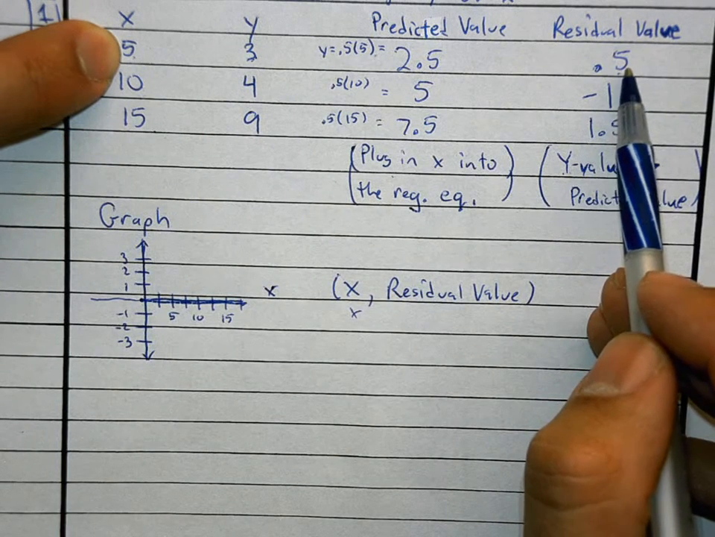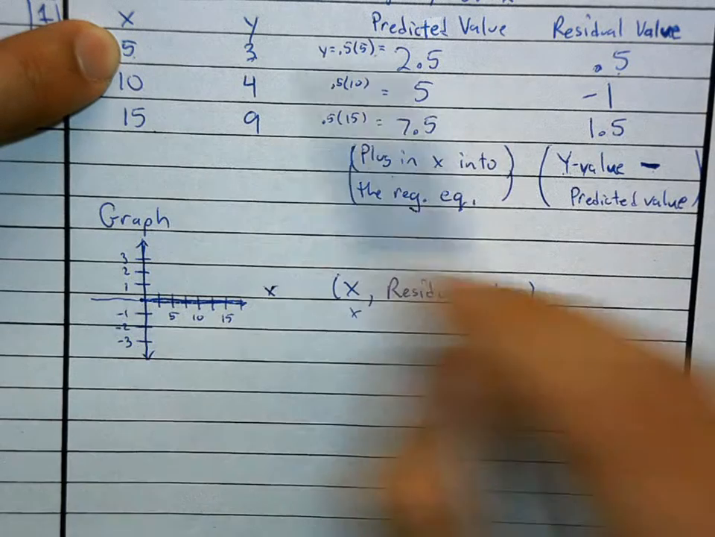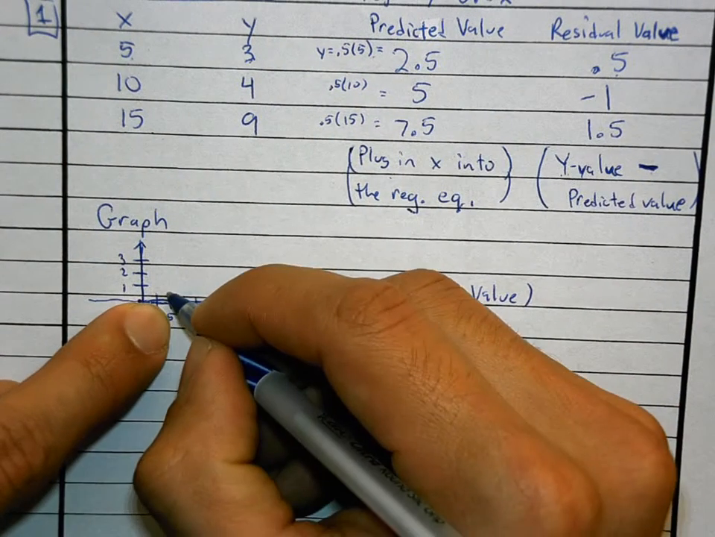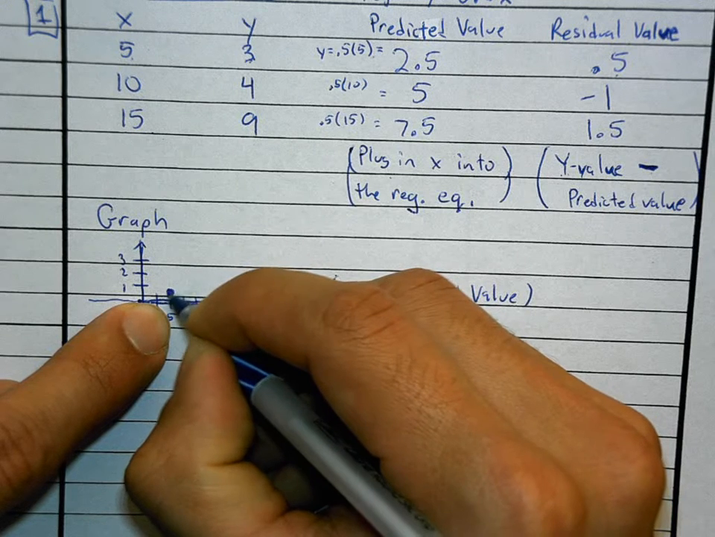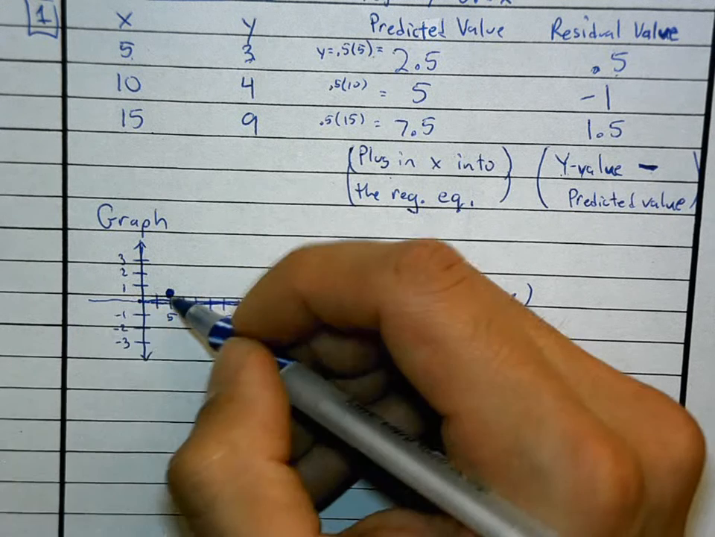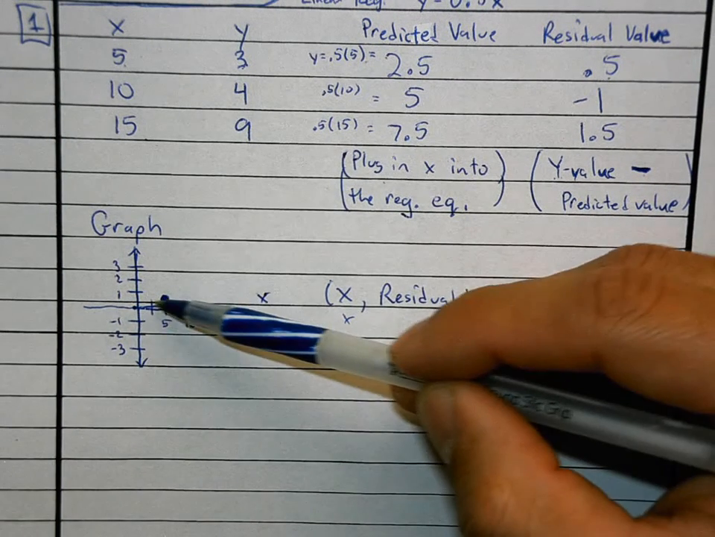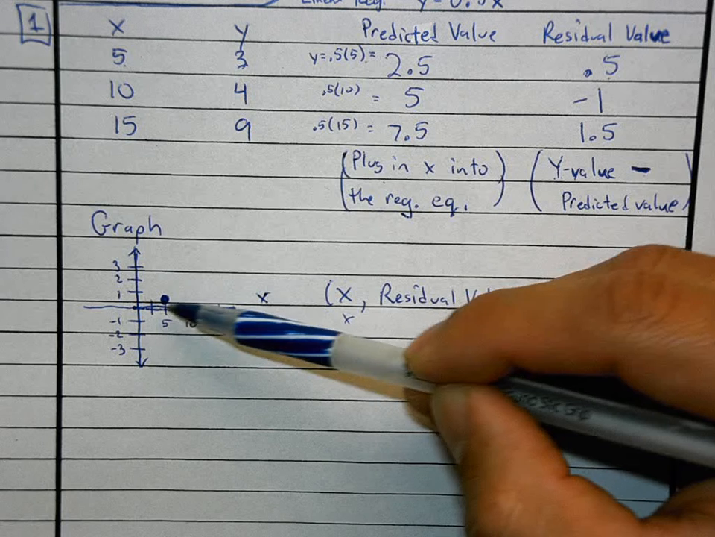How far above the line is it? 0.5. So I go over here to 5, and I need to put a dot at 0.5. I'm going to make it kind of big so you can see it. I'm not quite at 1. I'm at 0.5. You see how that works? 0.5. I'm halfway up to 1.